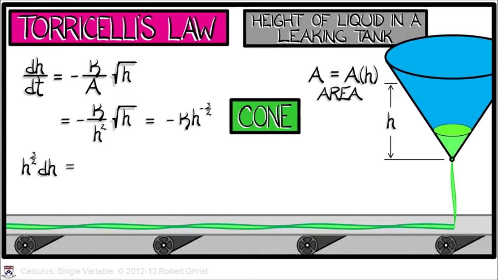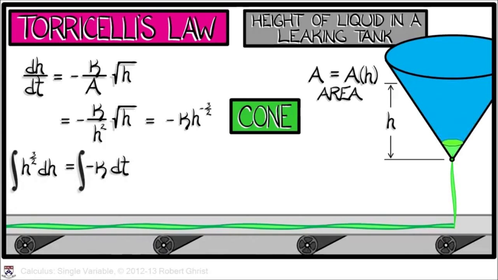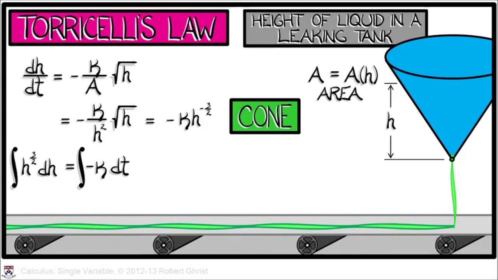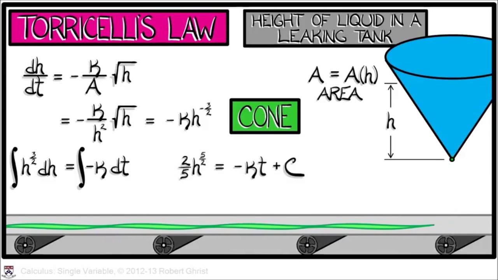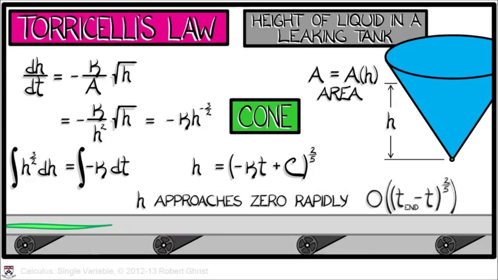This is separable, and moving the h to the 3/2 over to the left side, and then integrating both sides, yields, on the left, h to the 5/2 times 2/5, and on the right, a constant times t plus an integration constant. Solving for h gives a linear function of t raised to the 2/5 power, where the constants will depend on the physics in your initial condition.